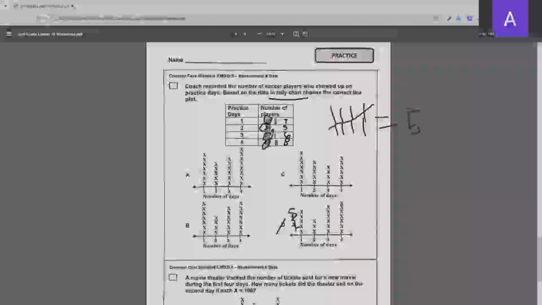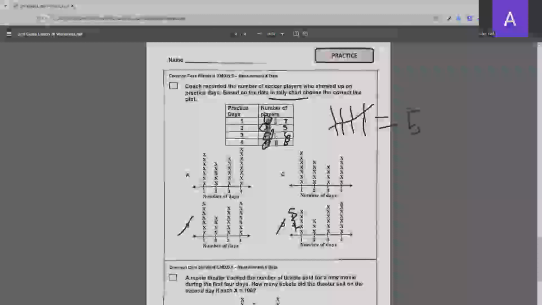Now let's look at day 2, which is 5 players. So there needs to be 5 X's going up and down on day 2. Option A has 5 X's, so that's correct. Option B only has 4 X's, so that's incorrect. Option C has 5 X's, which is correct.